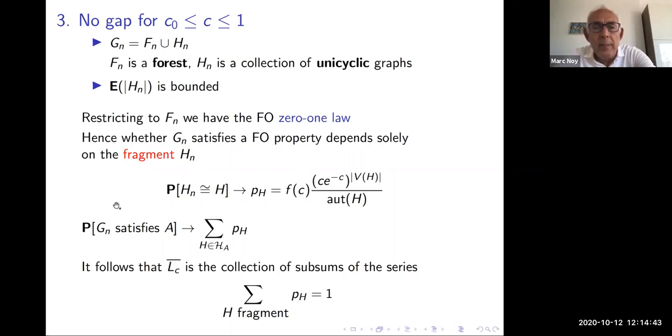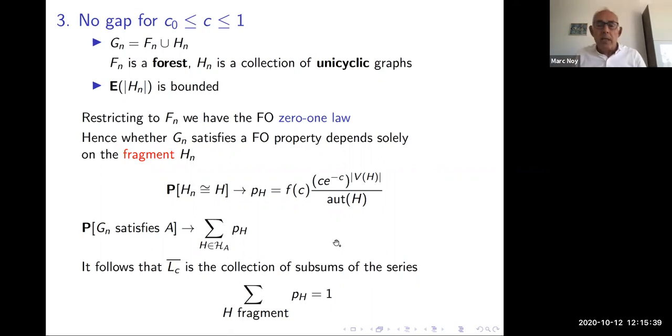Now, what happens is that the probability that a random graph satisfies a property, you have to sum over all fragments that together with the forest make the property hold. Because we just said that this property depends only on the fragment. So the probability that Gn satisfies the property, you have to sum over all fragments that make this property hold. So this is a sum, probably an infinite sum, but it is a subsum of this convergent series. Well, we have to show that this is a full probability. So if you sum this pH over all possible fragments, you get one. And then it follows that this closure we are interested in is the collection of subsums of this series.